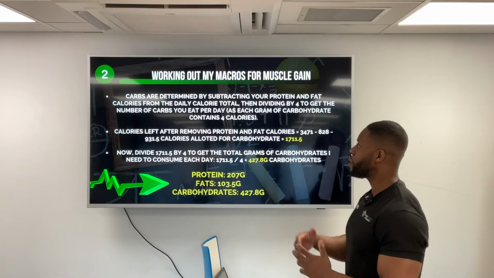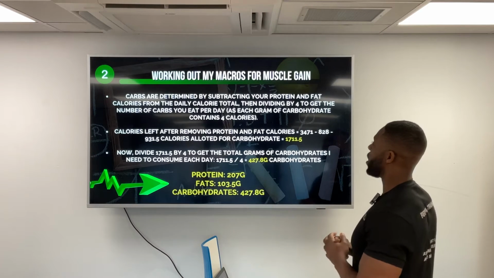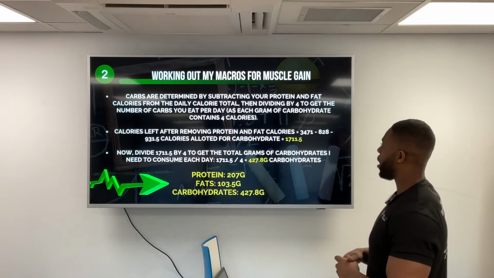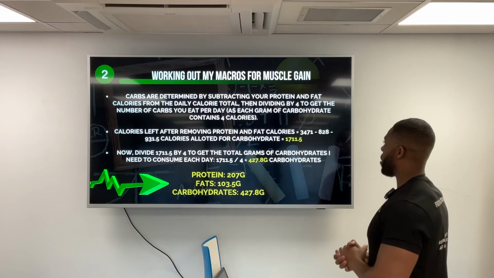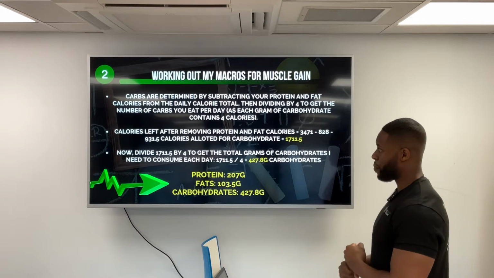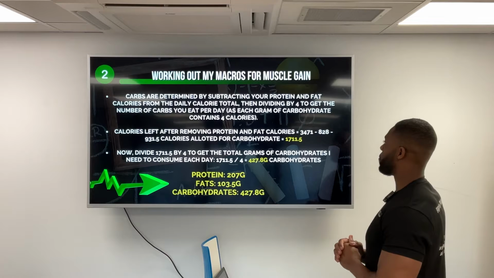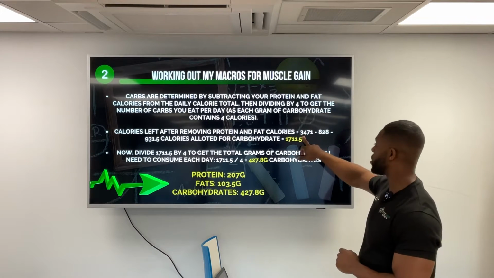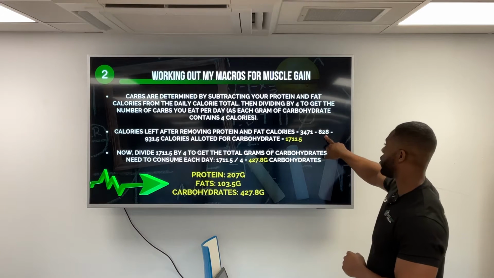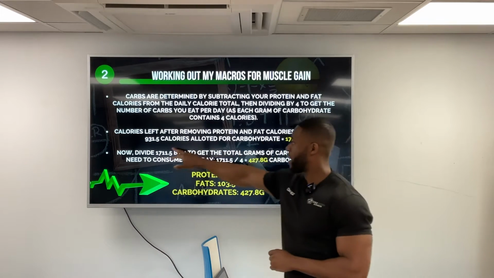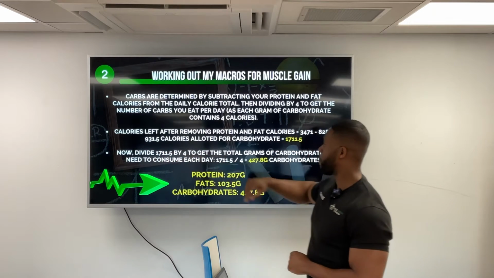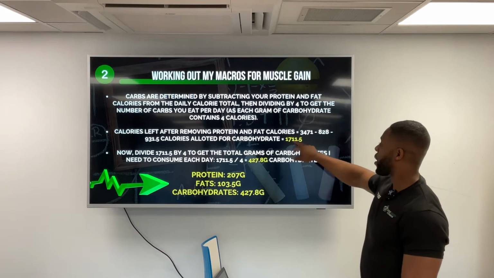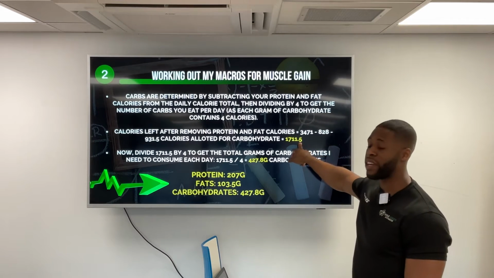So, carbs are determined by subtracting your protein and fat calories from the daily caloric target total, then dividing by 4 to get the number of carbs you eat per day, as each gram of carbohydrate contains 4 calories, as I mentioned before. So, calories left after removing protein and fat calories. We looked at the new surplus that we created for muscle gain, 3,471 calories. Take away 828, which comes from protein, and then take away also 931.5, which comes from fats. And then that equals 1,711.5 calories, okay, that we can put into the carbohydrates.